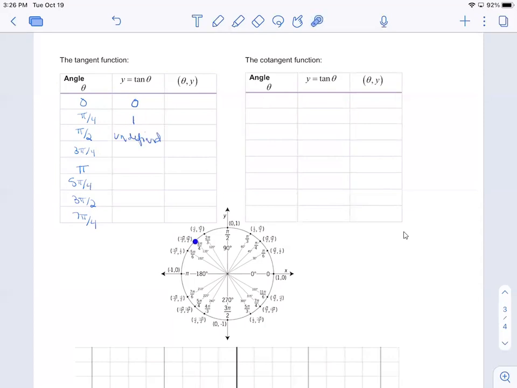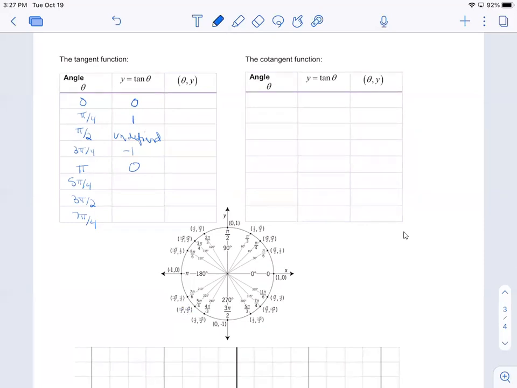3 pi over 4, here's that nice thing again. It's root 2 over 2 divided by negative root 2 over 2, so that's going to be negative 1. Pi, it's going to be 0. 5 pi over 4, it's negative root 2 over 2 divided by another negative of those, so that's why I'm going to get positive 1. 3 pi over 2, it's going to be negative 1 divided by 0, can't do that, so it's undefined. And our last one, 7 pi over 4, it's going to be negative root 2 over 2 divided by root 2 over 2, so it gives me negative 1. So I have some nice coordinates to deal with, kind of make my life a little bit easier.